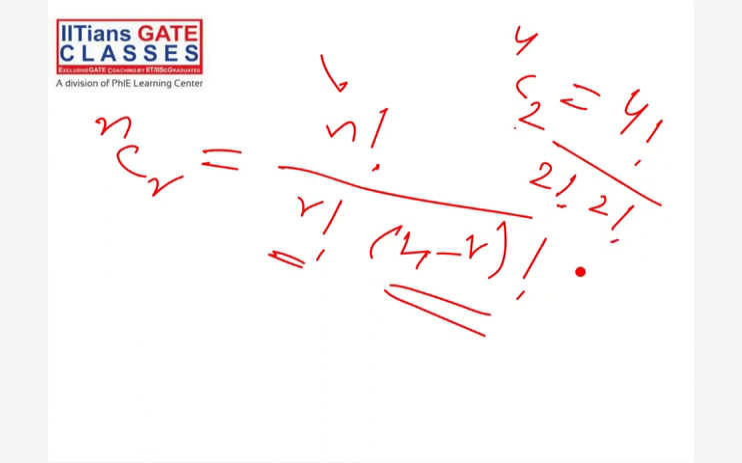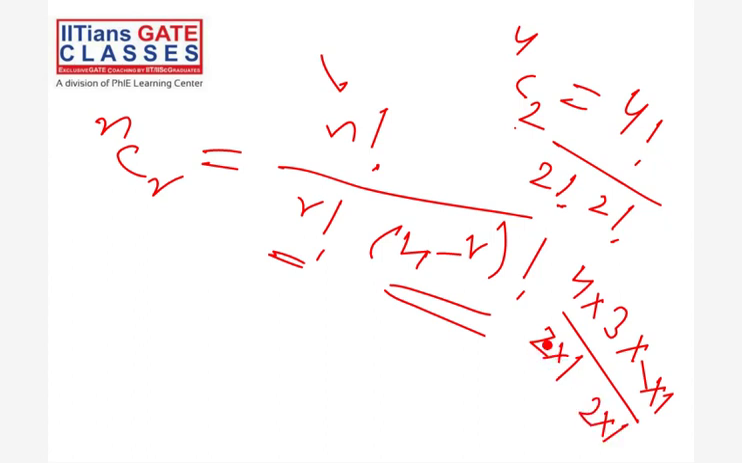Now what is 4 factorial? You can solve it. 4 factorial is 4 into 3 into 2 into 1, multiplied by what? 2 factorial is 2 into 1, and the other 2 factorial is also 2 into 1. So 2 into 2 is 4, you can just cancel it, and it will be 6. So 4C2 is nothing but 6. This is the formula for nCr.